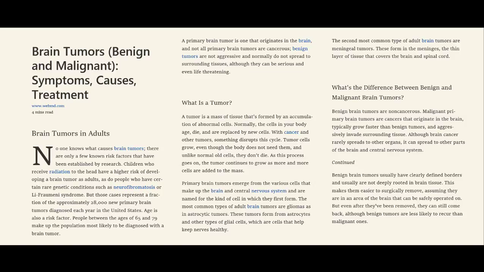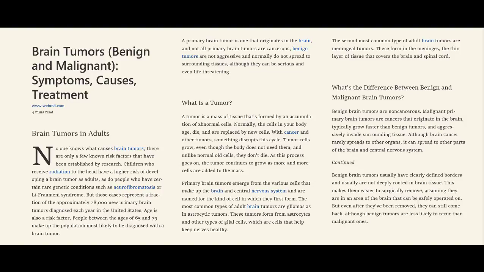Benign tumors are not aggressive and normally do not spread to surrounding tissues, although they can be serious and even life-threatening. What is a tumor? A tumor is a mass of tissue that's formed by an accumulation of abnormal cells. Normally, the cells in your body age, die, and are replaced by new cells.